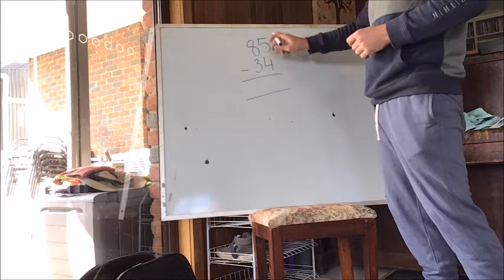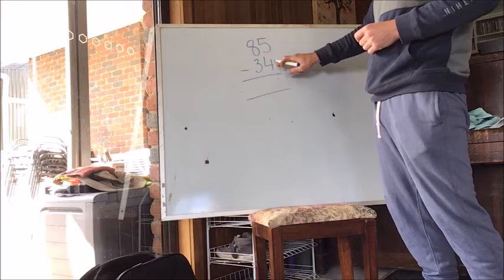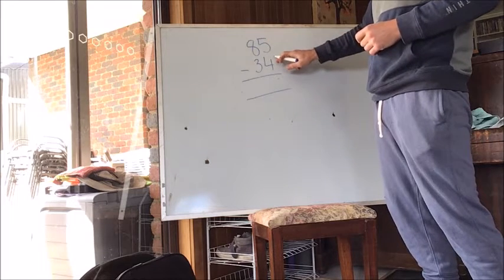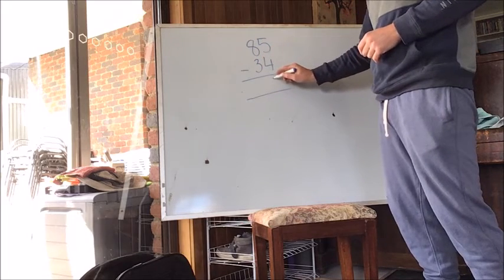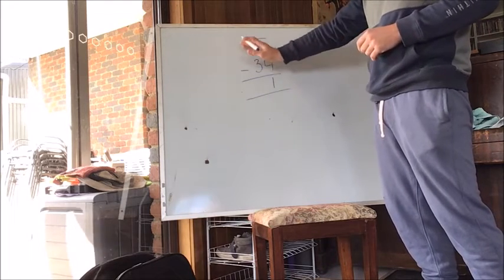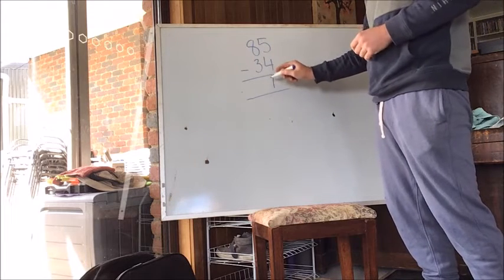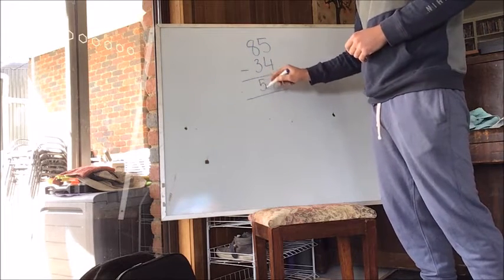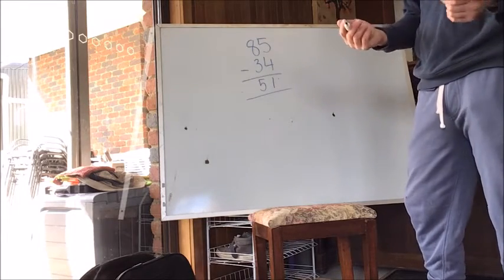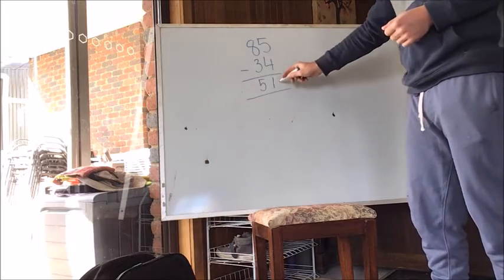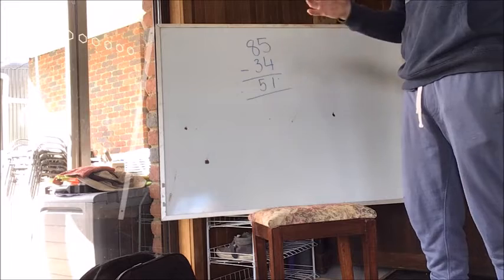We're on the units column, and we have a look. We've got 5, we've got 4. Okay, so is 5 bigger than 4? Yes, it is, so we can do it. So 5 take away 4 equals 1. Then we move over to our tens. 8 take away 3, well, that equals 5. So if I had $85 and I took away 34 because I wanted to spend it on something, I would have $51 left. Now that is the bare basic, and that's how it works.